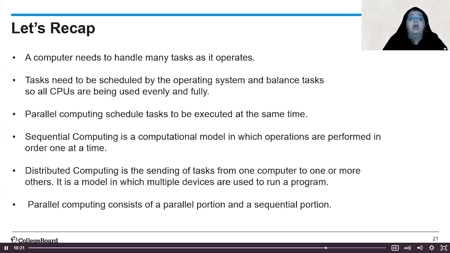So let's recap. A computer needs to handle a lot of things, from its operating system to what you want to do with it. We've got parallel, boom, boom, boom, boom. We have sequential, again, one order at a time. We have distributed, which is asking other computers to help. So these are some of the things we need to think about. And when you look at parallel, while it's trying to do things, it's doing boom, boom in parallel, but it also has a sequential portion, one click, click after the other.